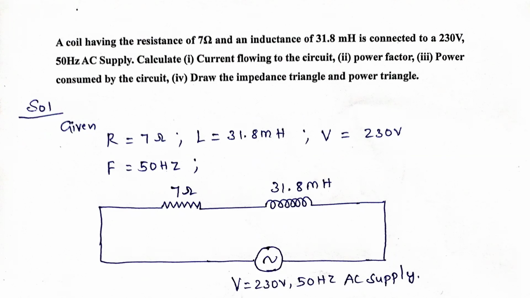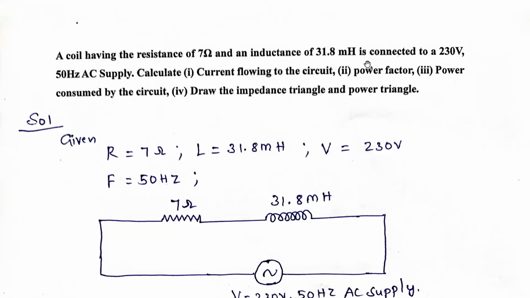Take down this problem. A coil having a resistance of 7 ohms and an inductance of 31.8 millihenries is connected to 230 volts 50 hertz single phase AC supply. Calculate first, the current flowing in the circuit; second, the power factor; third, the power consumed by the circuit; and fourth, draw the impedance triangle and power triangle.